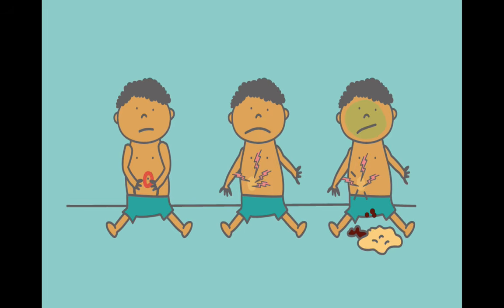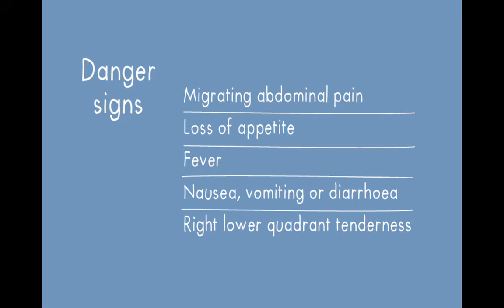Given the variable location of the appendix, children with appendicitis may present with pain in the right upper quadrant and even pain when passing urine or stool. Fever can be low-grade or absent. Constipation, acute gastroenteritis, mesenteric adenitis, urinary tract infection, and acute ovarian pathology can all mimic appendicitis. Those patients with migrating abdominal pain, loss of appetite, fever, nausea, vomiting, or diarrhea, and tenderness in the right lower quadrant should always be referred for specialist assessment.